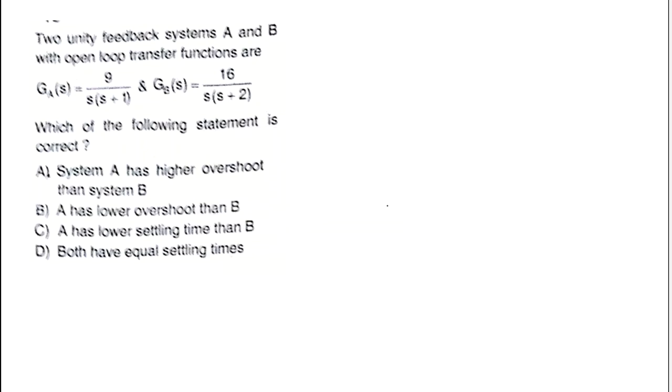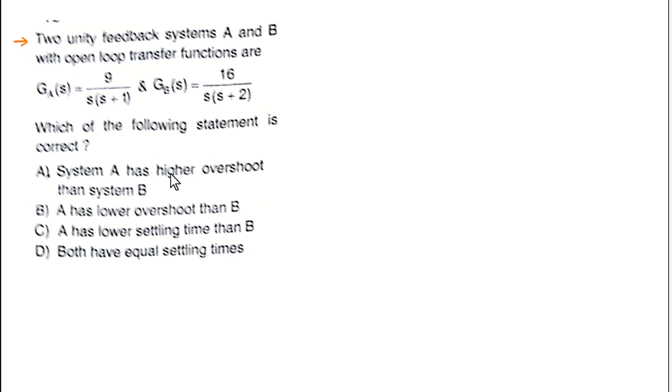All right. So we'll start the question here. The question here it is: two unit feedback systems A and B with an open loop transfer function are given here. That is, GA of S is equal to 9 by S into S plus 1 and GB of S is equal to 16 by S into S plus 2. Which of the following statements is correct? So the options are here.